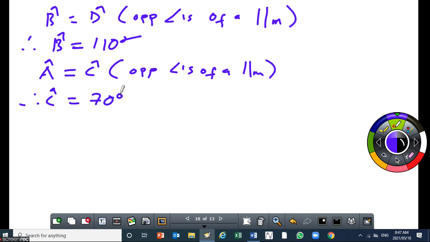Now, I've used the fact that the opposite angles of a parallelogram are equal. As I said, you can also use co-interior angles. You still get the same result. Any questions? Do you have any question? If you don't have a question, then let's carry on.